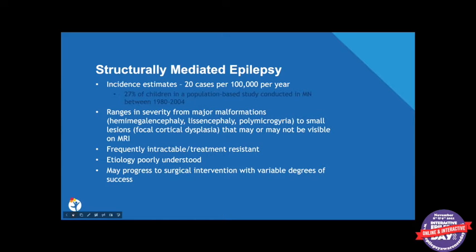Frequently, this type of epilepsy is quite treatment resistant and intractable and accounts for a large portion of those treatment resistant patients. Unfortunately, we don't understand a lot about how these types of malformations form and how to manage them. And so many of these patients do progress to surgical interventions. A lot of the success of those interventions depends on how well we can figure out how extensive the malformation is and how extensively we resect it based on other limitations. Next slide.